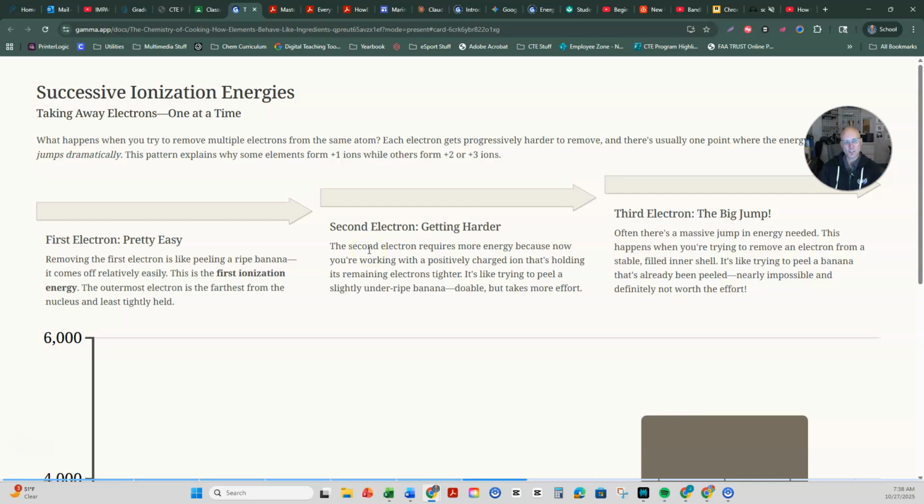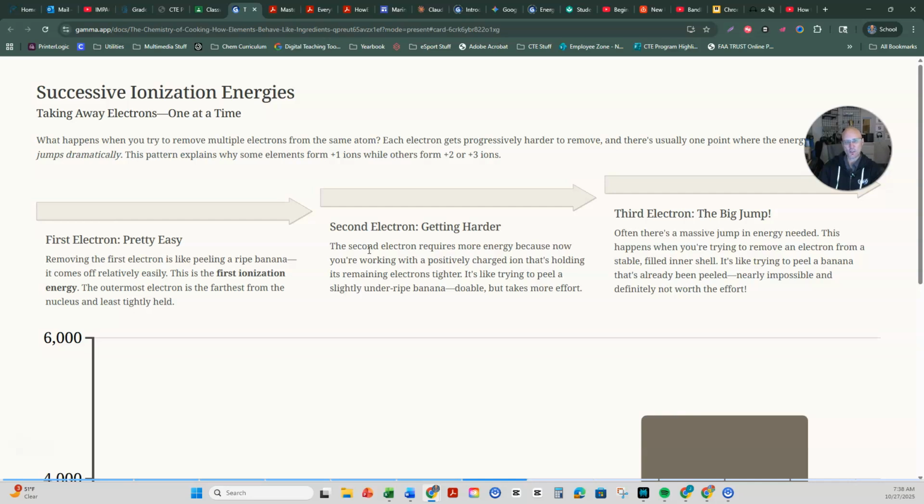So the second electron, it's getting harder at that point. The second electron requires more energy because now you're working with a positively charged ion that's holding its remaining electrons tighter. It's like trying to peel a slightly underripe banana. It's doable, but it takes a little more effort.